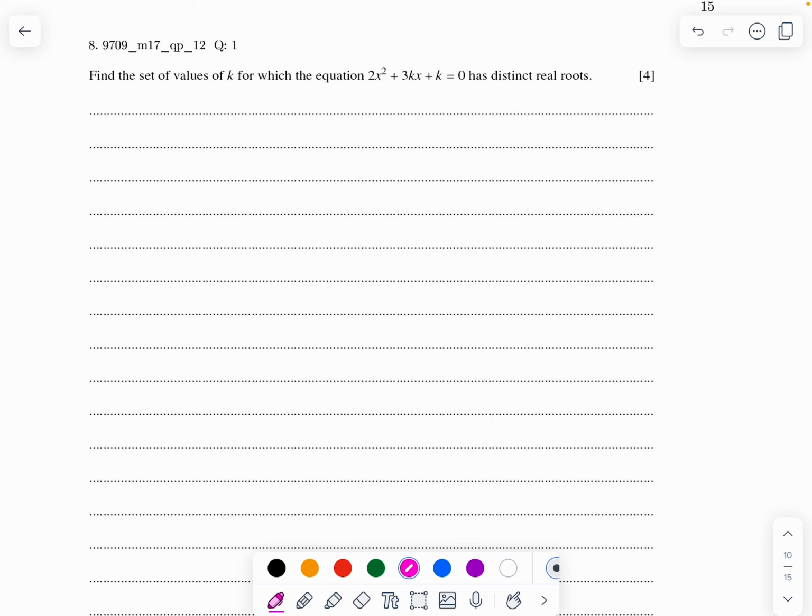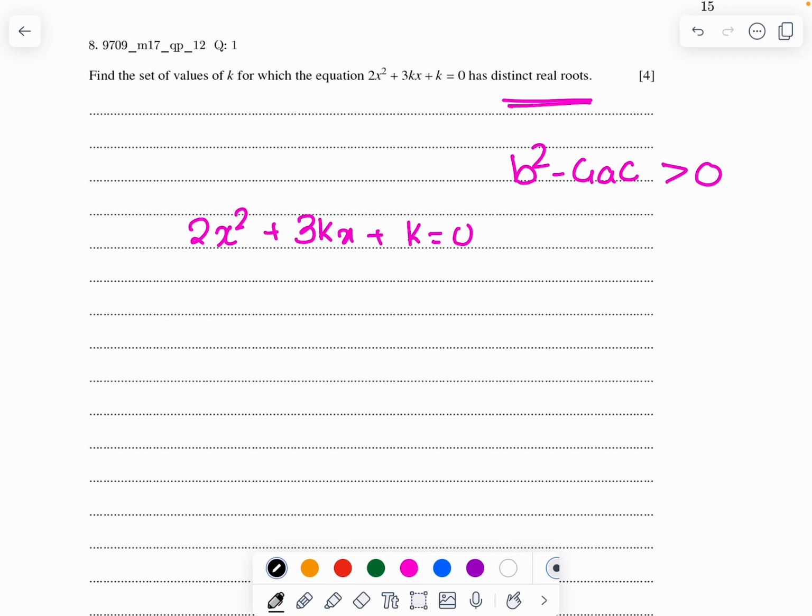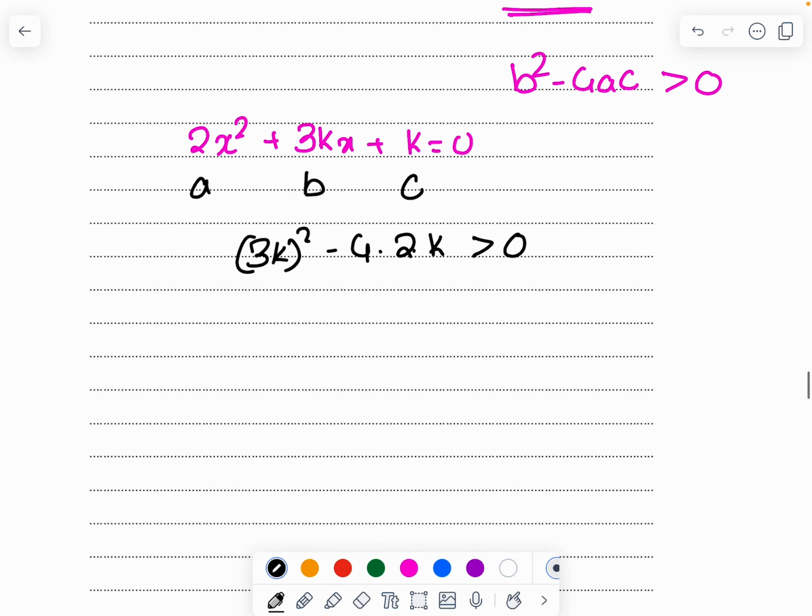Now the next question, find the set of values of k for which this has real distinct roots. What is the meaning of distinct real roots? b square minus 4ac is greater than 0. So I have 2x square plus 3kx plus k equals 0. This is a, this is b, this is c. 3k whole square minus 4 times 2 times k is greater than 0. 9k square minus 8k is greater than 0.